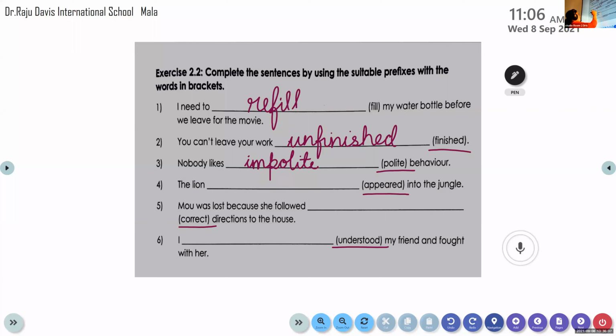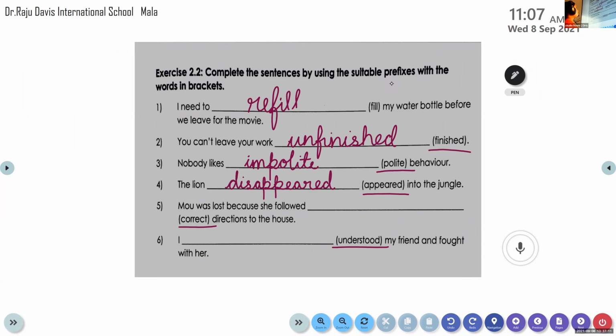So, Ishan, which prefix have we used here? The prefix used is dis. We have added the prefix dis to the word appeared. And the new word that we have got is disappeared, which is the antonym of the word appeared. Okay, very good. Niharika, try the next one.